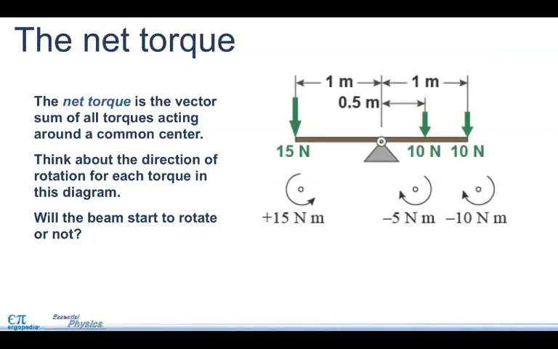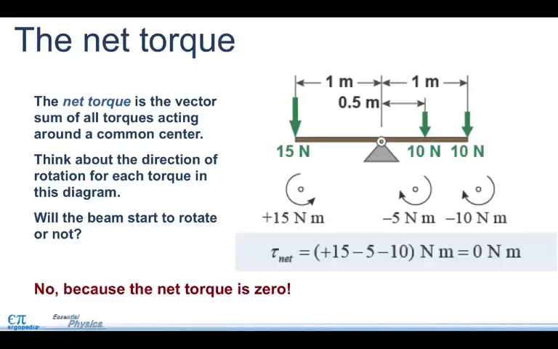Now add the 3 torques. What do you get? Pause playback to think about this. The beam will not rotate because the 3 torques add to 0. There is no net torque, therefore there is no rotation.